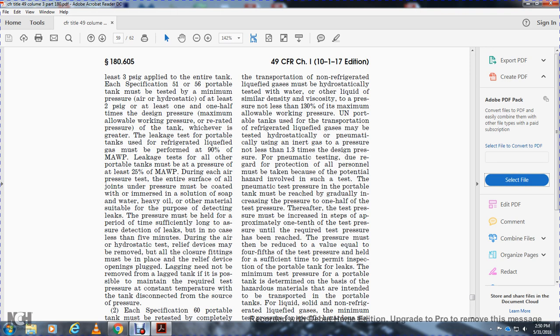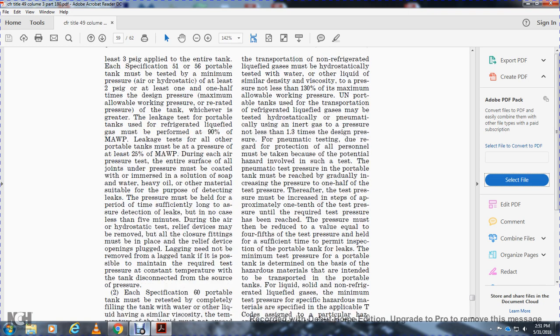The pneumatic test pressure of the portable tank must be reached gradually, increasing the pressure to one half of the test pressure. Then the pressure must be increased in steps of approximately one tenth of the test pressure until the test pressure has been reached. The pressure must then be reduced to four fifths of the test pressure and held for sufficient time to permit inspection of the portable tank for leaks.